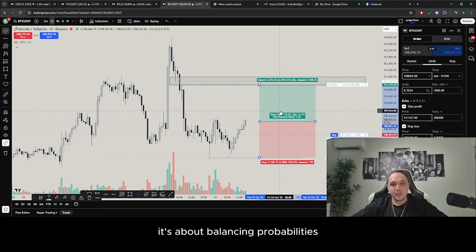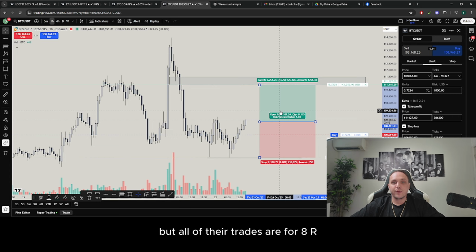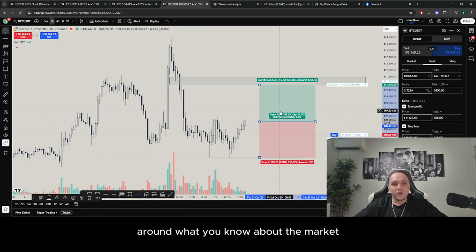It's about balancing probabilities and weighing them in your favor so that over time your trades are more profitable as a whole. Some traders will take 2R trades, some traders will be right 30% of the time, but all of their trades are for 8R. You need to find the balance with that. And your balance shouldn't be based around your R, it should be based around what you know about the market.